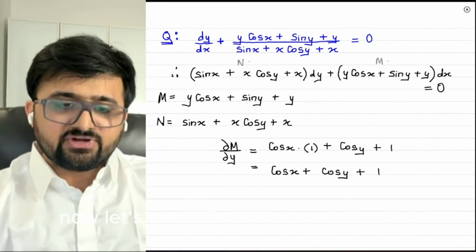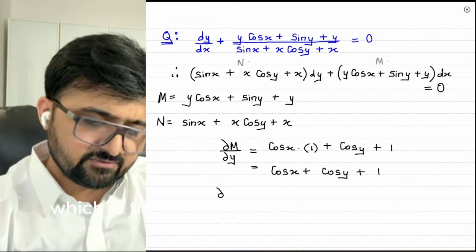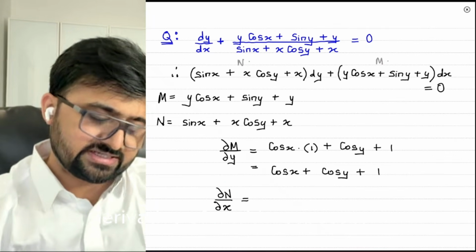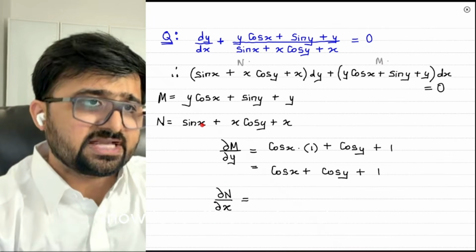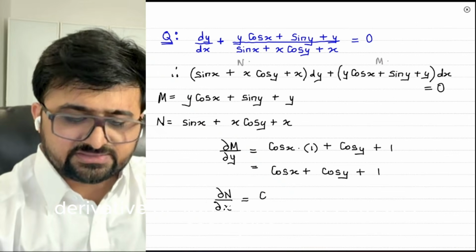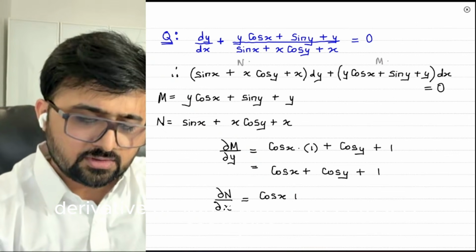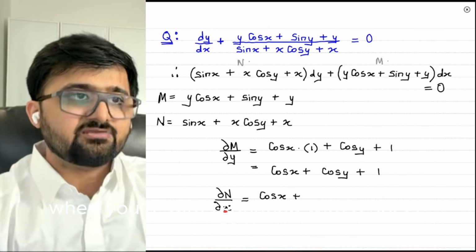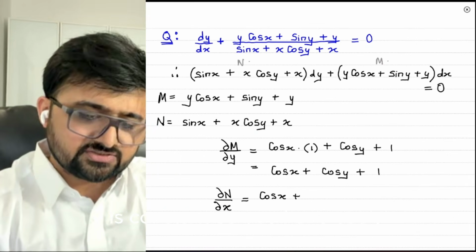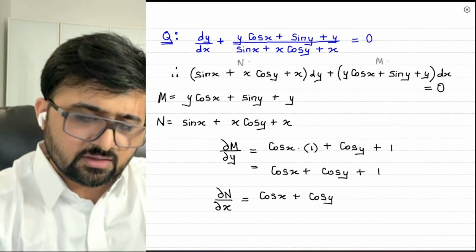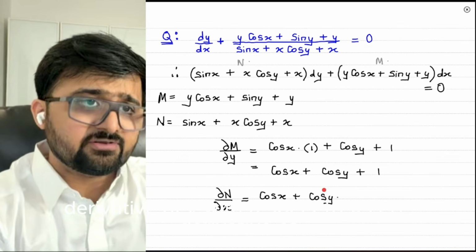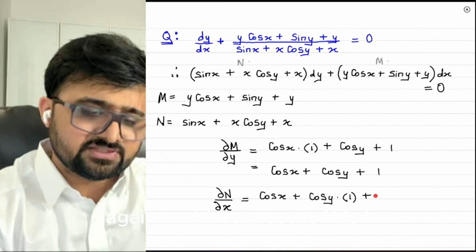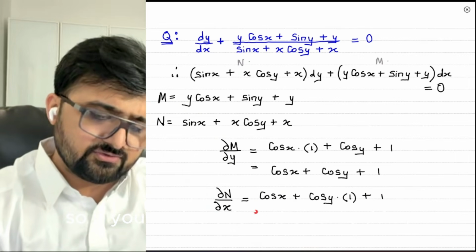Now let's find the other derivative, which is the derivative of n with respect to x. Let's differentiate sin x. Derivative of sin x with respect to x is cos x, plus x cos y. Remember, when you're differentiating with respect to x, y is constant. So you have cos y times the derivative of x with respect to x, which is 1, plus derivative of again x with respect to x, which is 1. So if you notice, this is the same thing.